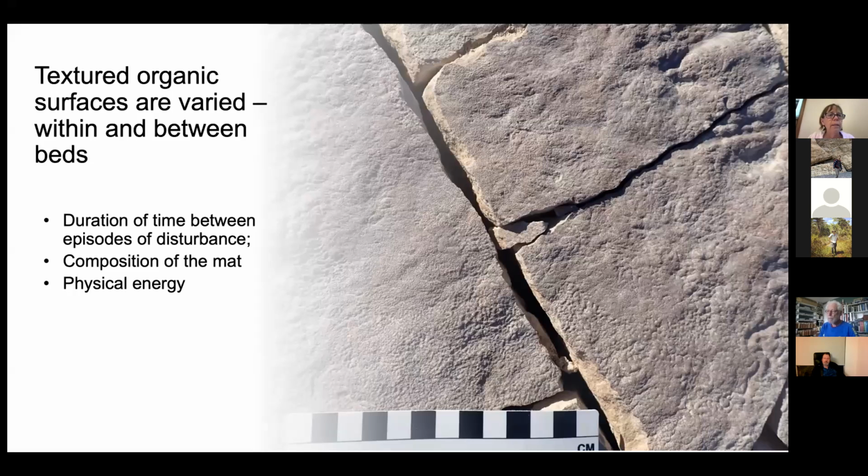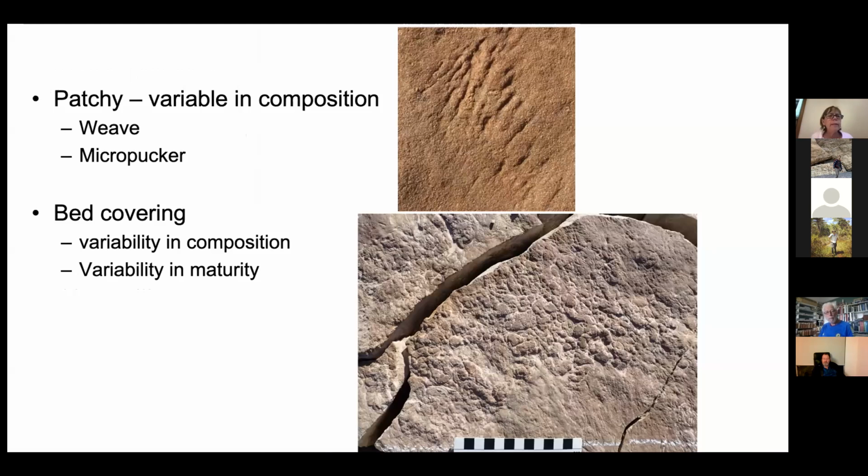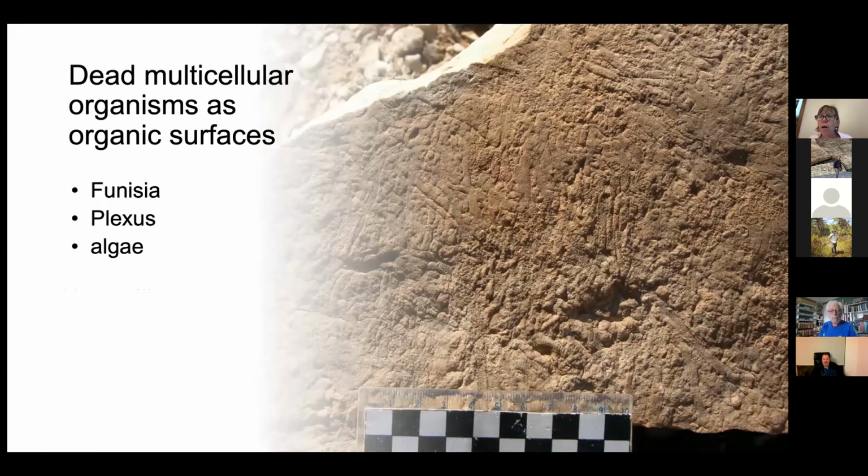As a first cut, there are patchy ones, like we call weave and micropucker, and this is about 5 centimeters across. And then there are those surfaces which cover beds, which is what I'm going to talk mostly about today, that vary considerably in terms of composition, even though we don't know what's making it, as well as maturity. One of the most surprising things as we excavated these beds was the number of beds, 10 out of 40, where the organic surface is formed by dead, definitely dead now, felled multicellular organisms. They include in particular Phoenicia, which I'll talk about, Plexus, as well as algae.